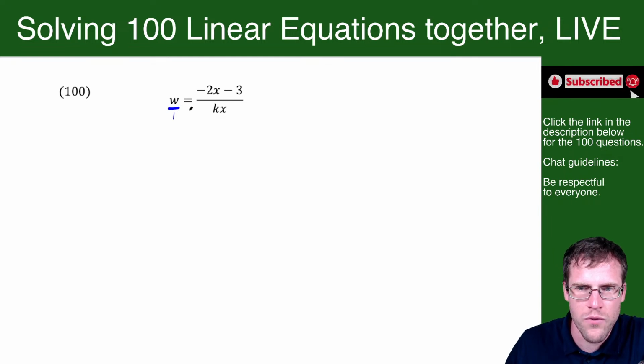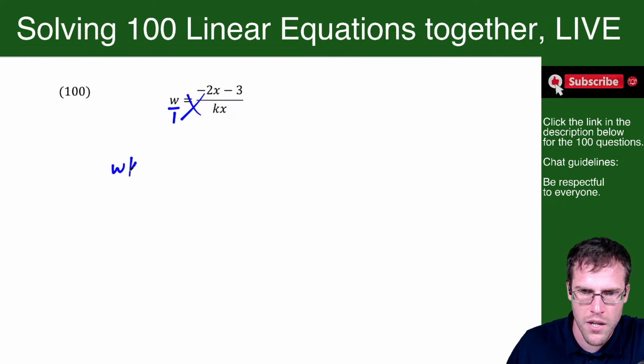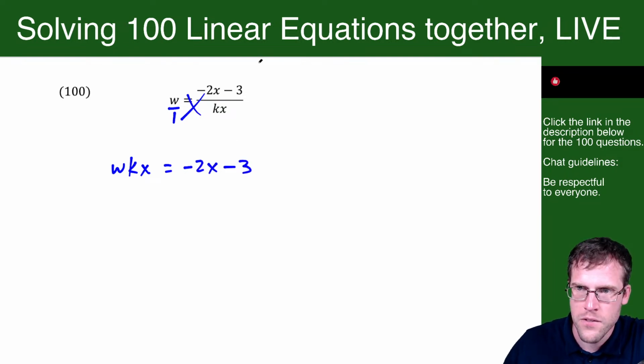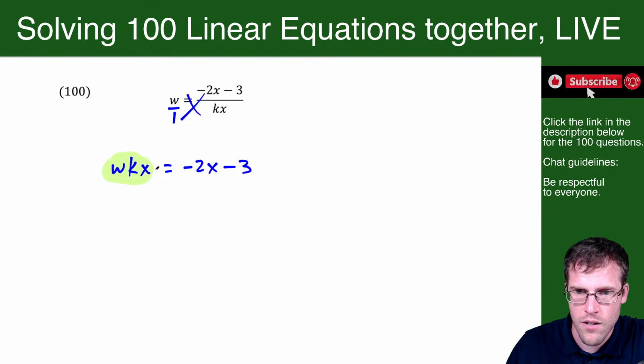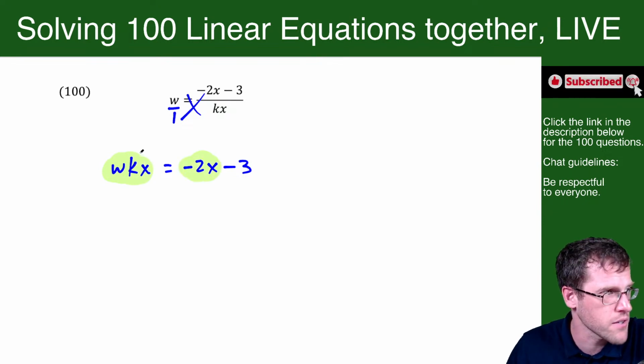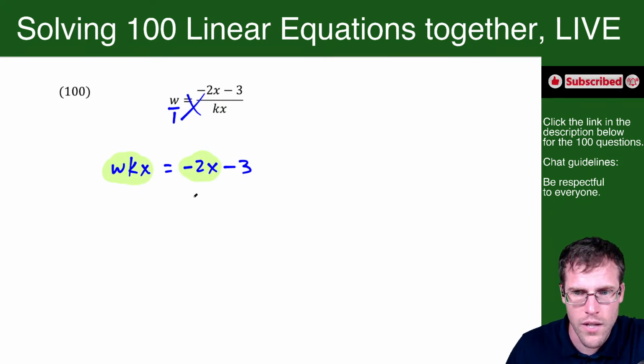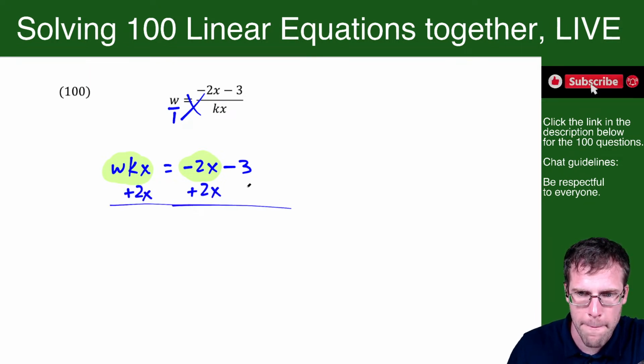So this is w over 1, and we will cross multiply. So we have w times kx is wkx equals 1 times whatever we have there. So remember, get the x's on one side. So we're going to get these terms together. Let's do plus 2x on both sides, and now this is gone. You have wkx plus 2x equals -3.